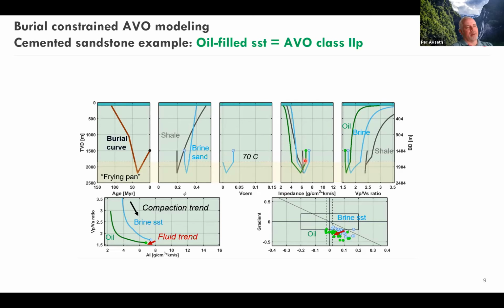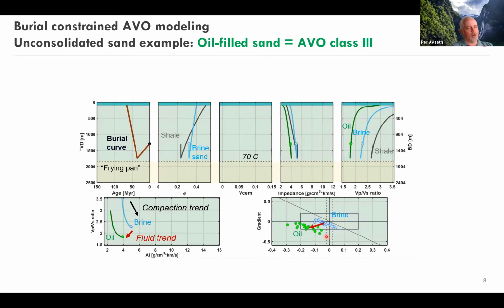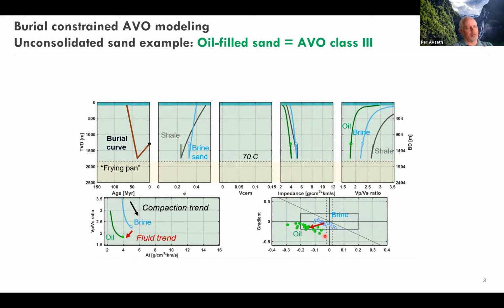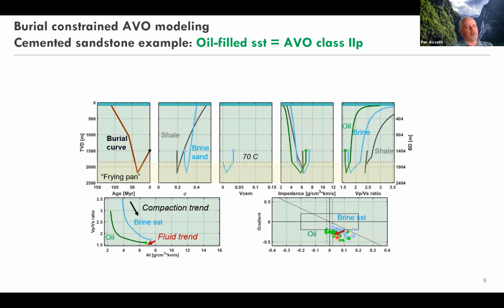So you see here the effect that just a little bit of cement is making much higher impedances. The VPVS ratios are dropping, the fluid sensitivities are dropping, and in the AVO plot you get different AVO classes, and there's more overlap when you put in some uncertainties. And you see here, going back and forth, how things are changing in the AVO plot due to this increased burial and cementation, going from class 3 to more class 2P for oil.